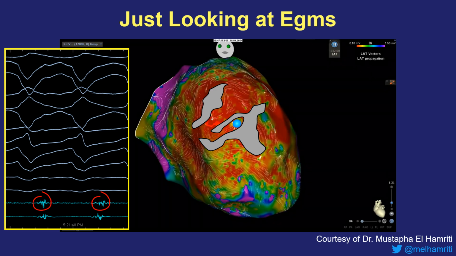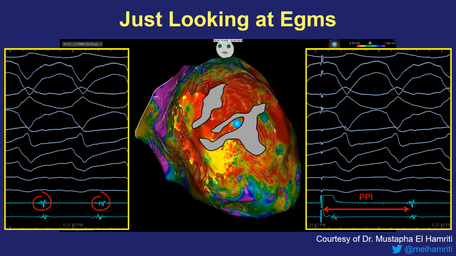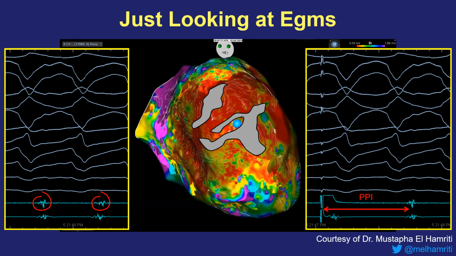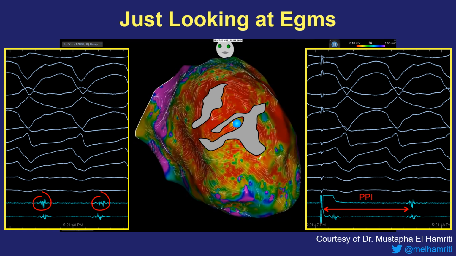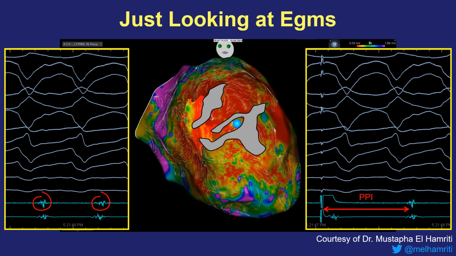And if you then went through all of the steps, you would find that the post-pacing interval at this location is long, significantly longer than the VT cycle length, signifying that you are not in the circuit and that ablation at this location will not be effective. Okay, let's go through all the steps then so we can learn how entrainment can be helpful to guide ablation.